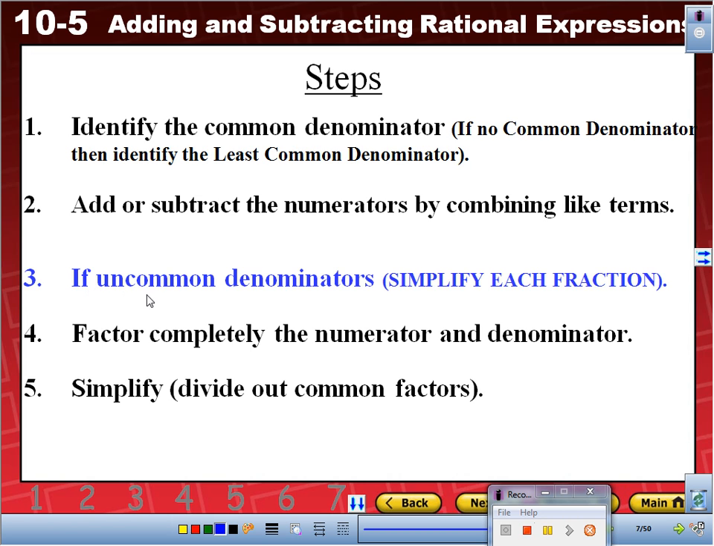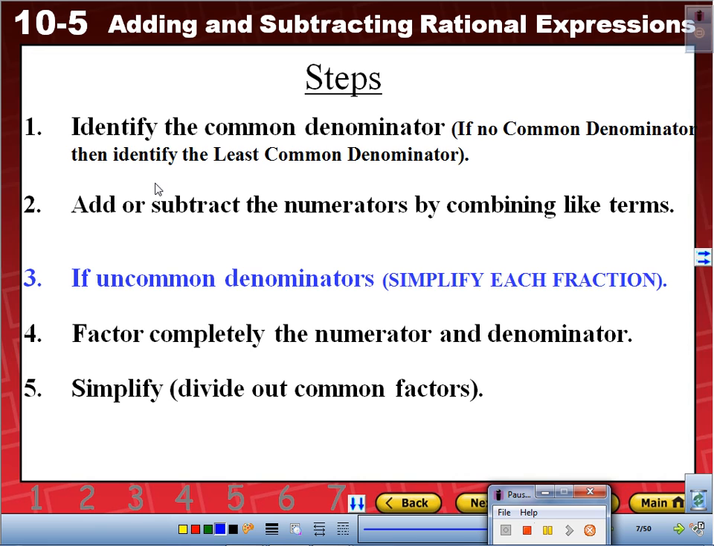If you see that they have uncommon denominators, you simplify each fraction first, and then you continue by factoring completely, finding the common denominator, and then from there, factoring the numerator and denominator and simplifying by dividing out giant ones. Copy that, please.